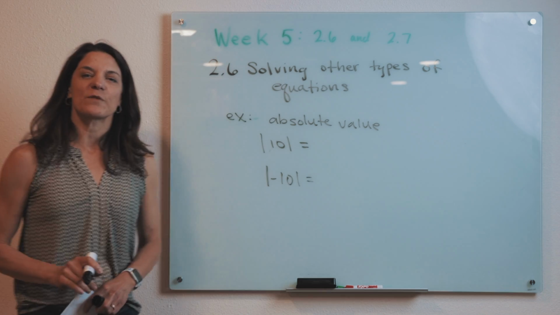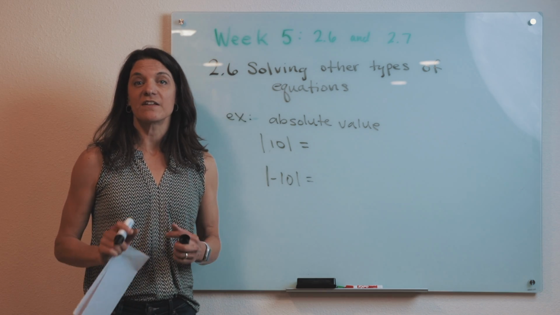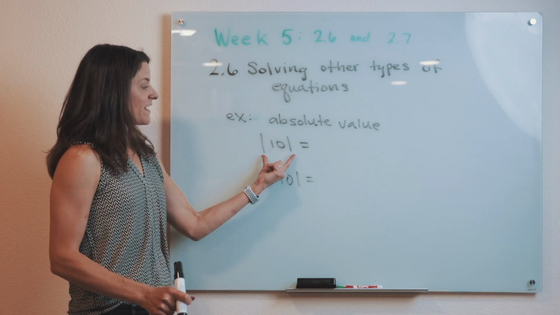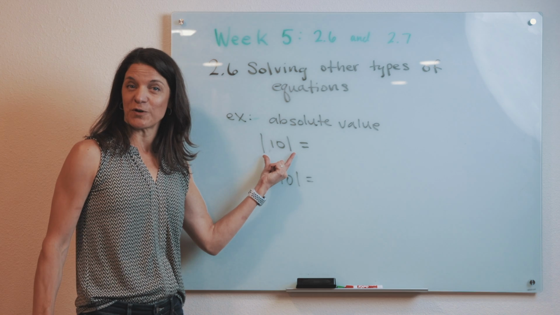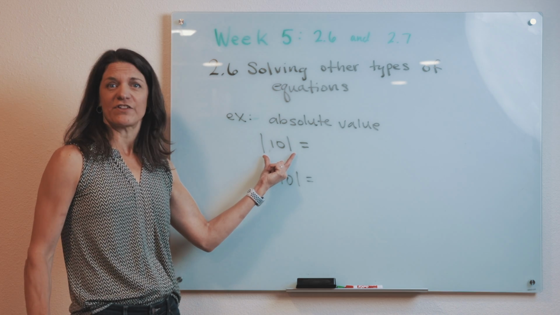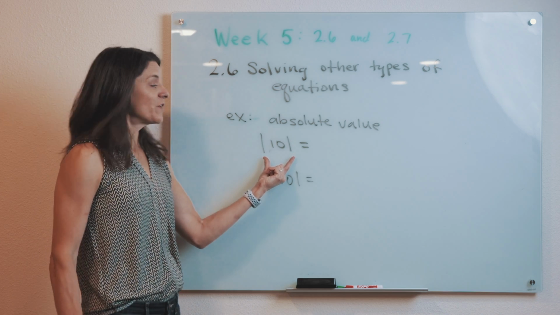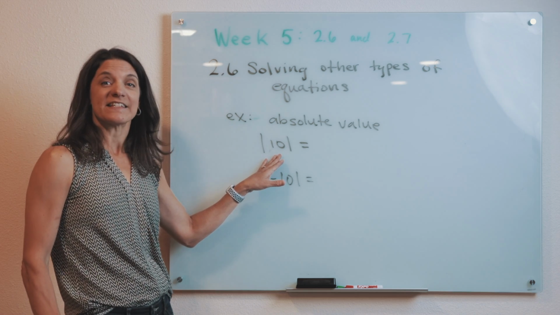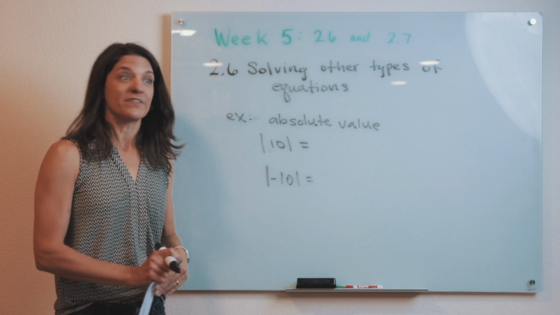So let's look at an example with absolute value, just having a number inside the absolute value symbols. The absolute value symbols are just these 2 small vertical lines on either side of a number or a quantity. So here we have the number 10 inside. Well, 10 has a distance away from 0 of 10.